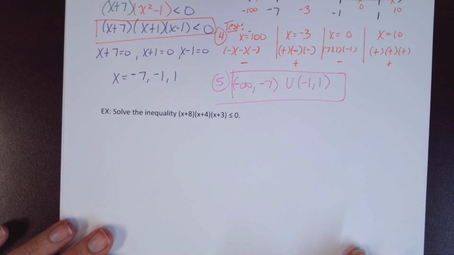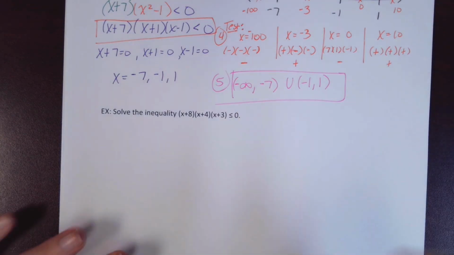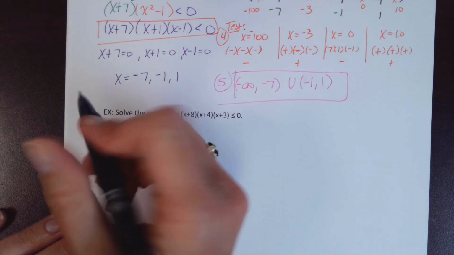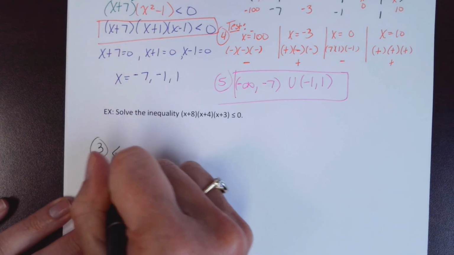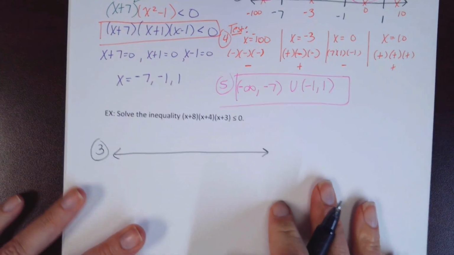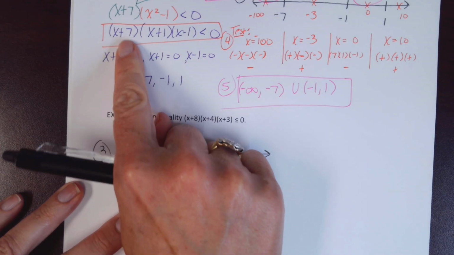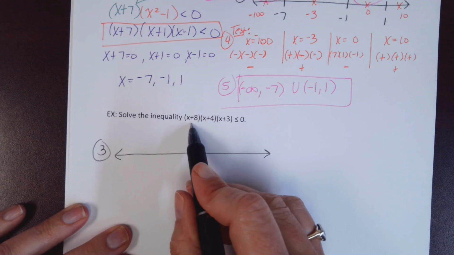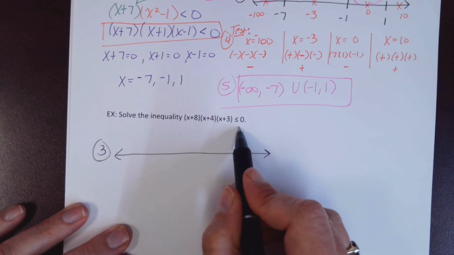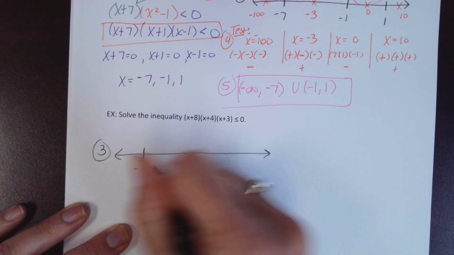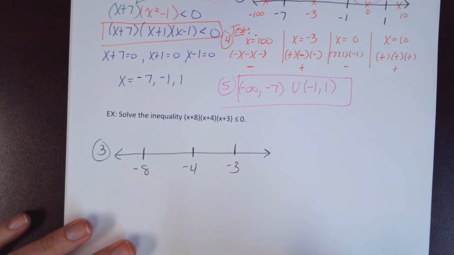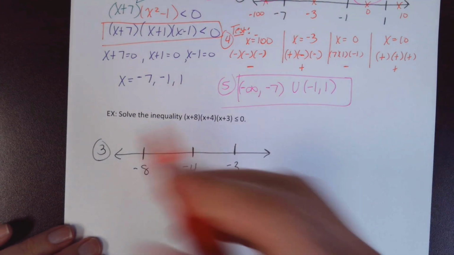Last one. Oh, this one's easy. We've got steps skipped for us. It's already set to 0. It's already factored. We can pick right up with our boundary points on our number line. Hopefully you've noticed that when I set these to 0, it changes the sign on the term. So this would be -8, -4, -3. Three boundaries gives me 4 intervals.